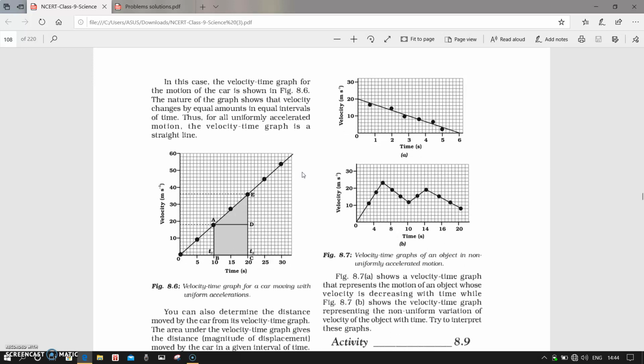Now what is uniform acceleration? If the velocity changes in an equal manner in every equal interval of time, then the acceleration is uniform, right? So what is non-uniform acceleration? That means the change in velocity is not the same for equal intervals of time, right? For this, now let us see the graph.